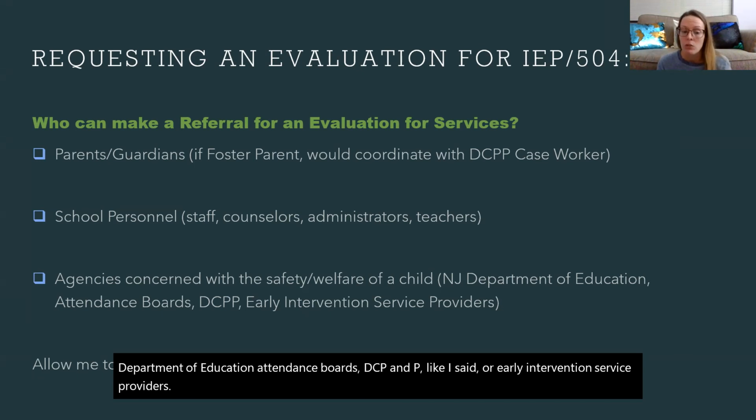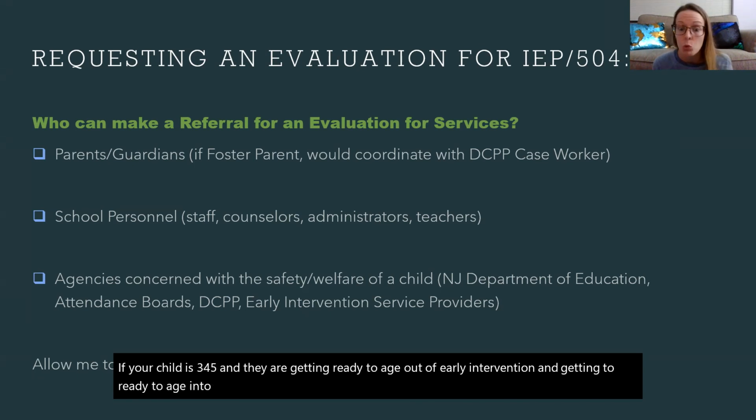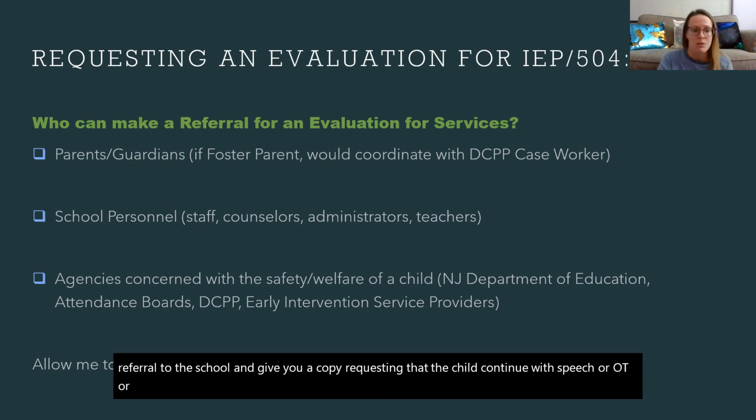If your child is 3, 4, 5, and they are getting ready to age out of early intervention and ready to age into school-based services, early intervention will submit a letter of referral to the school and give you a copy requesting that the child continue with speech or OT or other academic services.